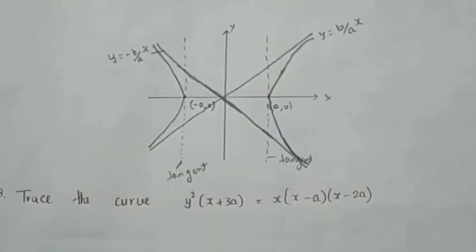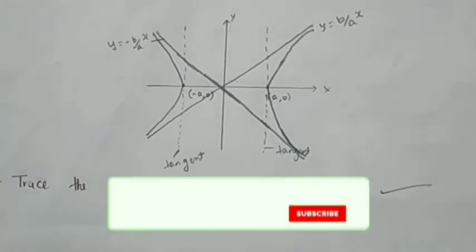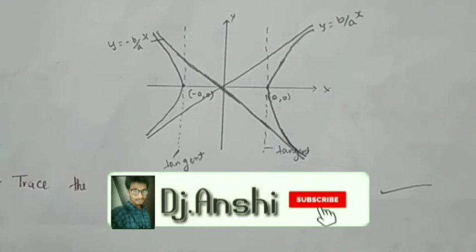Okay, so take down the homework problem. Trace the curve y square into x plus 3a is equal to x into x minus a into x minus 2a. That's about tracing of Cartesian curves.